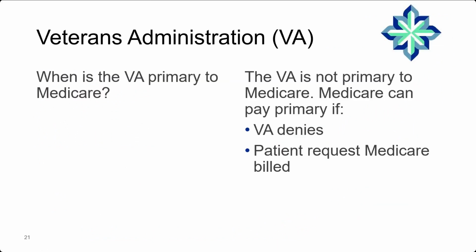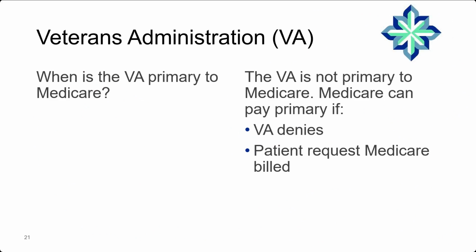The first question we got is, when is the VA primary to Medicare? Now the VA, I'm assuming here you mean the Veterans Administration, and the VA is never primary to Medicare. The way that it works is in the act, the act being the Social Security Act, it says 2 federal benefit programs cannot pay for the same service. Okay, that makes sense. The VA is a federal benefit program. Medicare is considered the same, even though it's an insurance and even though the VA has a form of insurance.